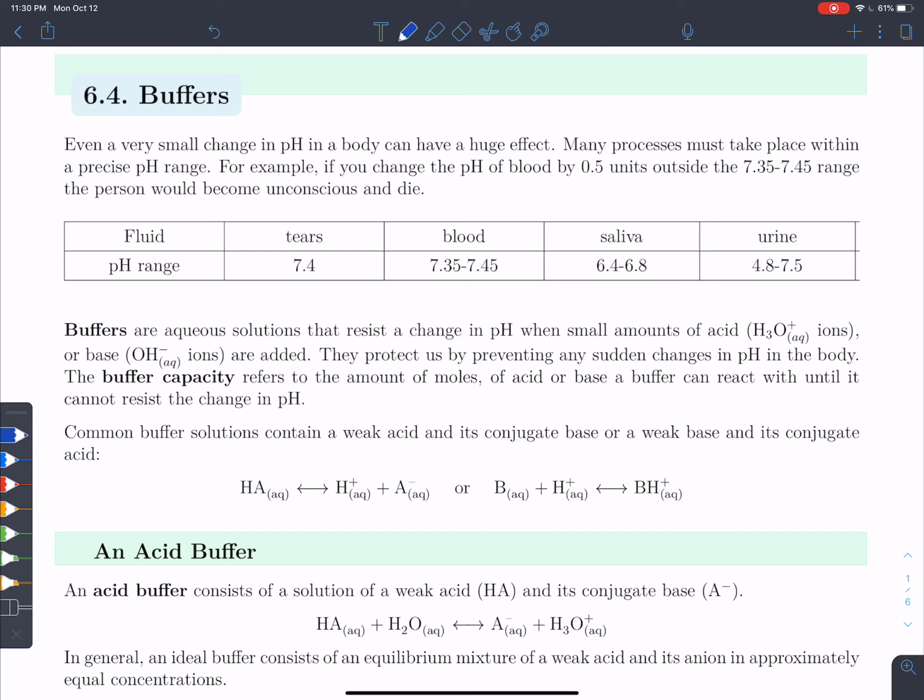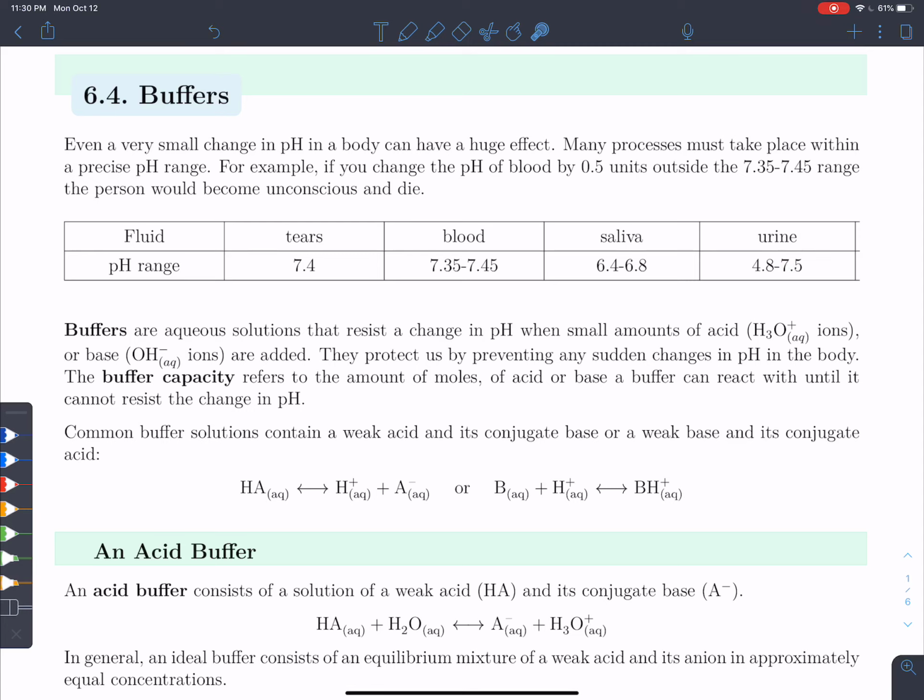It exists in a pH range of 7.35 to 7.45, and even just 0.5 units of difference to that pH range can cause a person to become unconscious and die. So I've included a table here that shows the different types of fluids that are in our bodies and the specific pH ranges of those types of fluids.